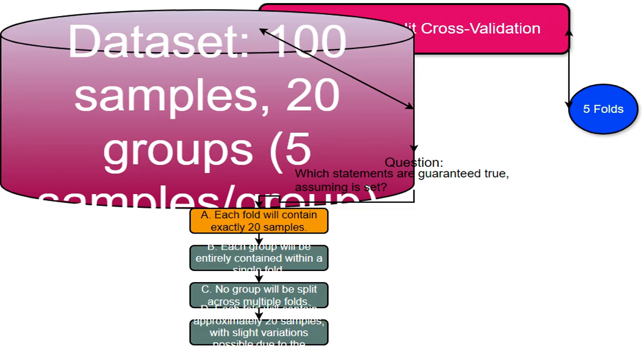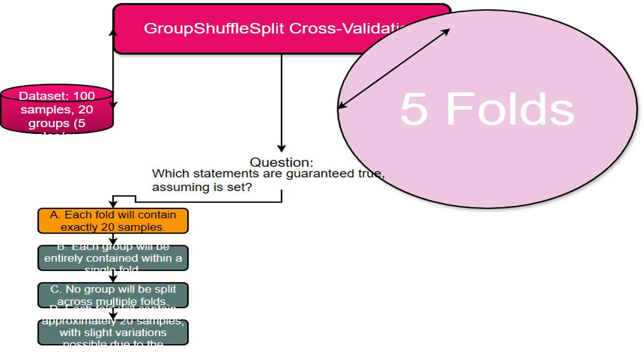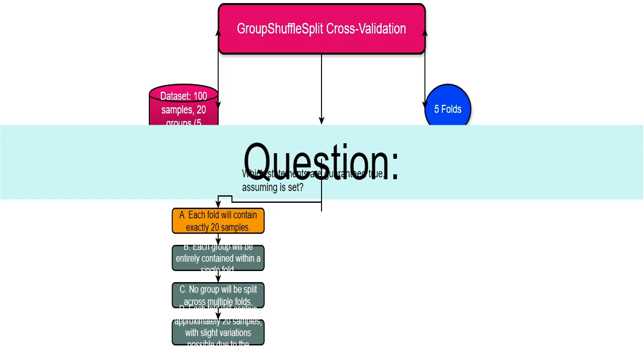I have 100 individual data points, neatly organized into 20 groups of 5 data points each. I plan to split my data into 5 separate sets, folds, for cross-validation. This helps ensure the reliability of my model by testing it on multiple subsets of the data. The goal here is to figure out what is guaranteed to be true given the way I am splitting the data.